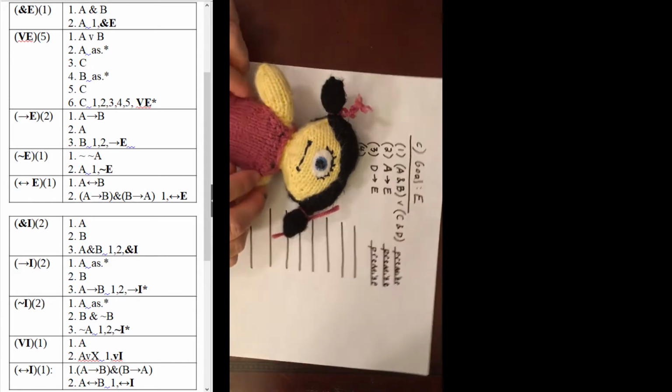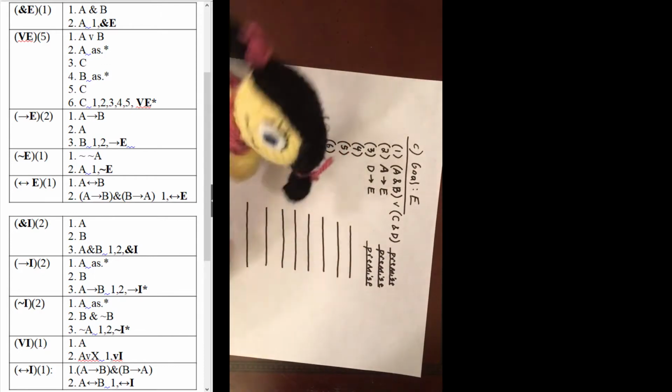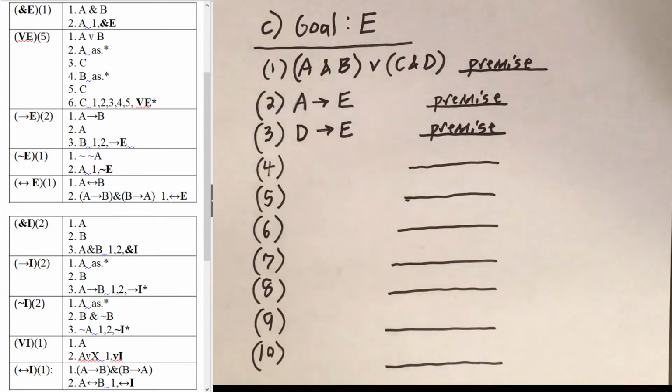All right, sorry. Sorry about that. Dog, right? All right, example C.